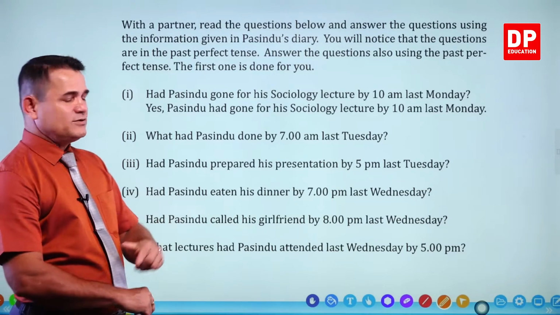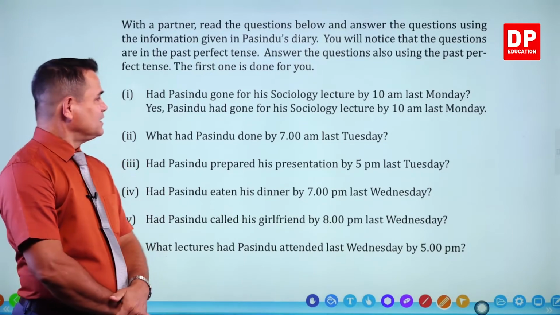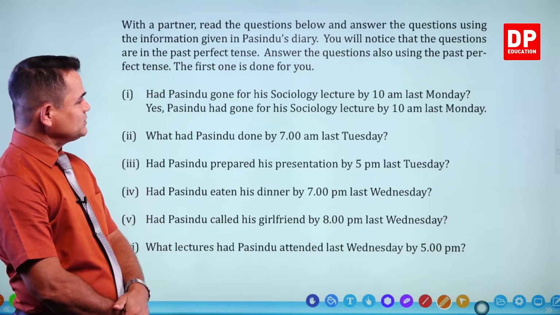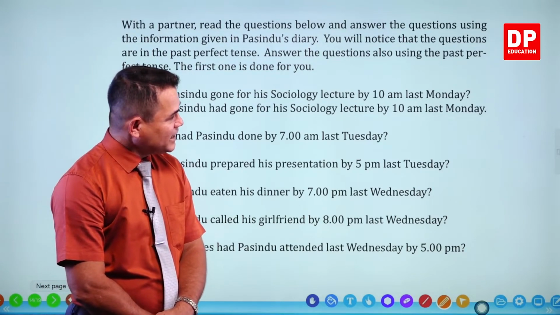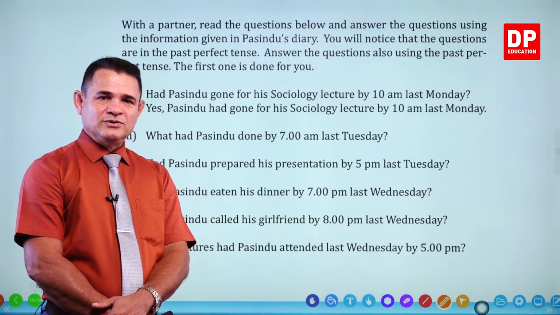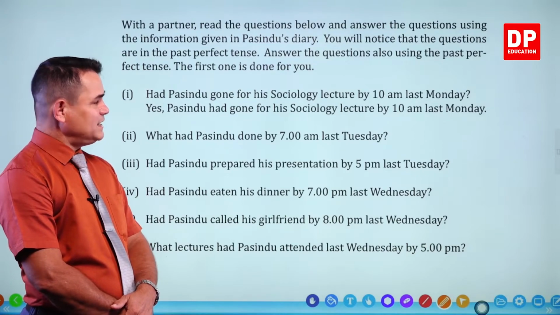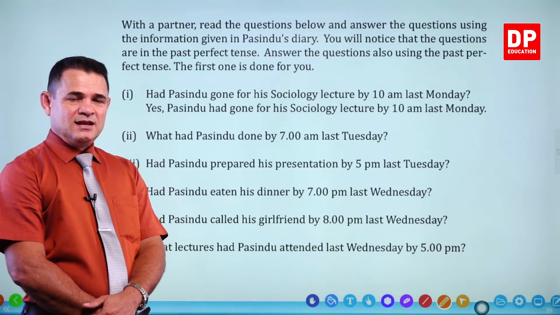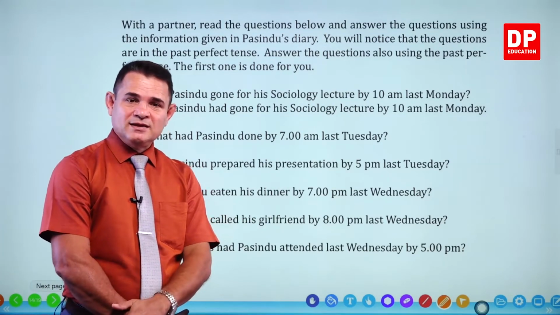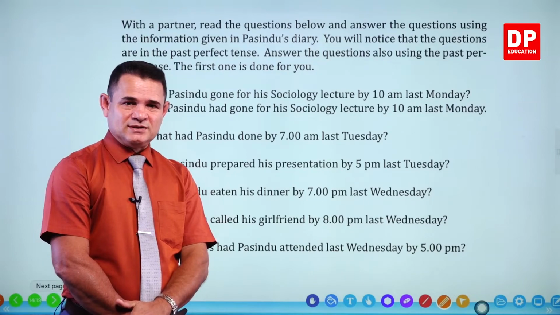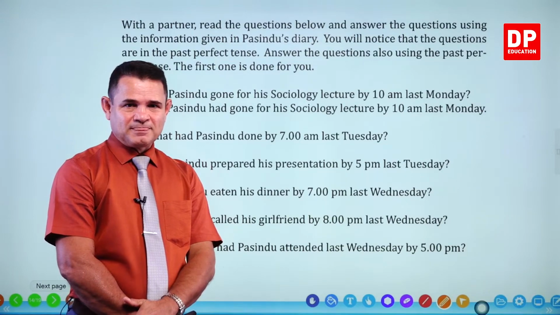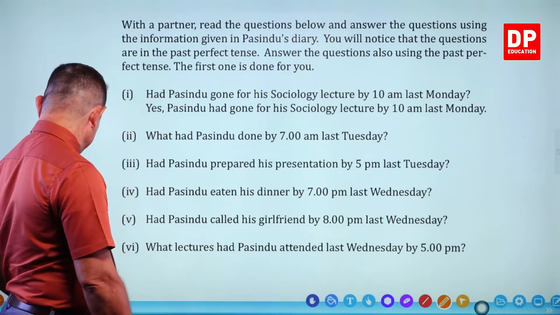The first one is done for you. Now let's look at the first one. Had Pasindu gone for his sociology lecture by 10 a.m. last Monday? Had Pasindu gone for the sociology lecture? Yes or no? Now let's look at the timetable.